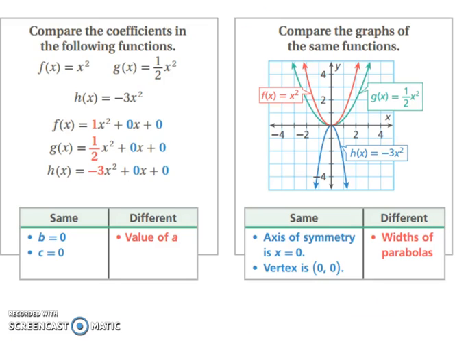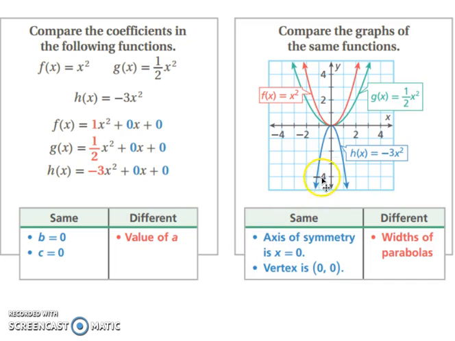So now let's look at comparing coefficients in the following functions. So we're looking at our a value. Our b and our c are staying the same. Nothing is happening to that. We're only changing the a. Okay, so that would be in ax squared plus bx plus c. The a is this value in front of the x squared. It's the coefficient.